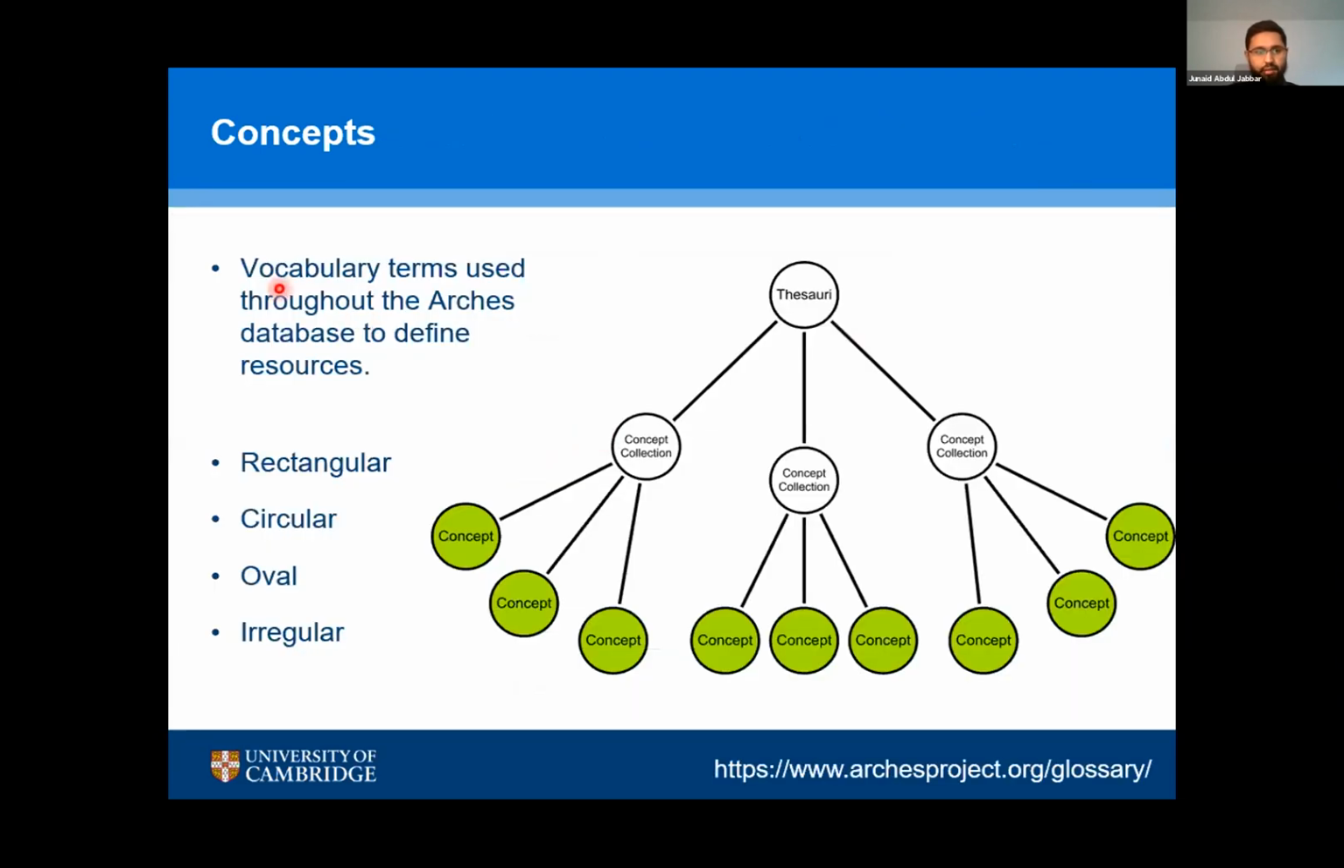Let's look into the next level. So these are the concepts. Concepts are the vocabulary terms used throughout the Arches database to define resources, and this could be seen at this level of the control vocabularies. And we already know by now that different terms like rectangular, circular, oval, irregular can be considered and treated as different concepts for our site shapes concept collection.